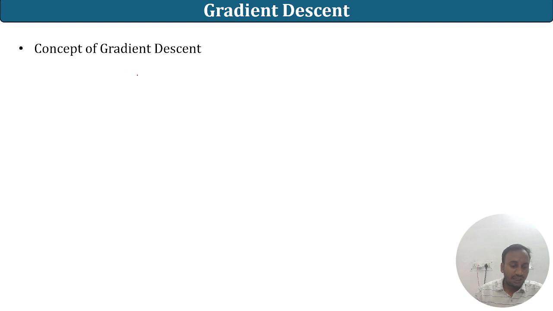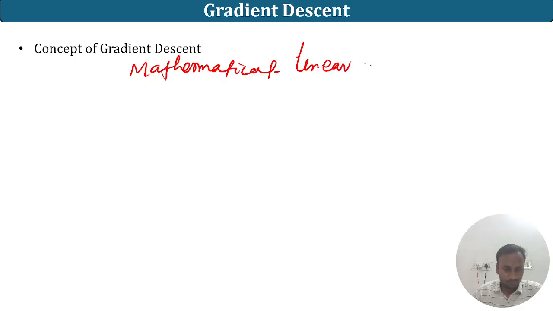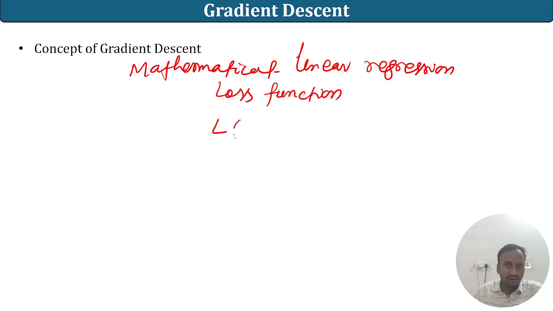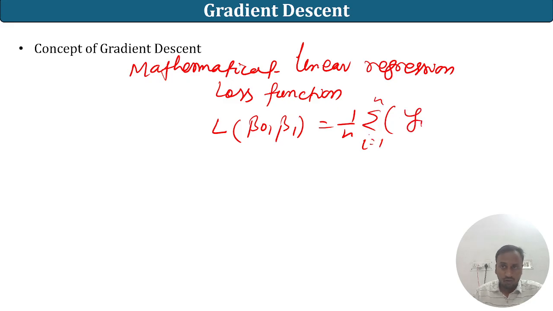Okay. So if we talk about the mathematical concept for linear regression, the loss function we have is L of beta naught, beta 1, where beta 1 is the slope and beta naught is the intercept, equal to 1 by n summation from 1 to n of yi minus (beta naught plus beta 1 x) squared. This is the loss function.